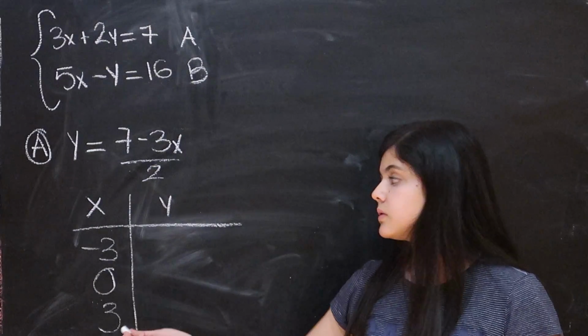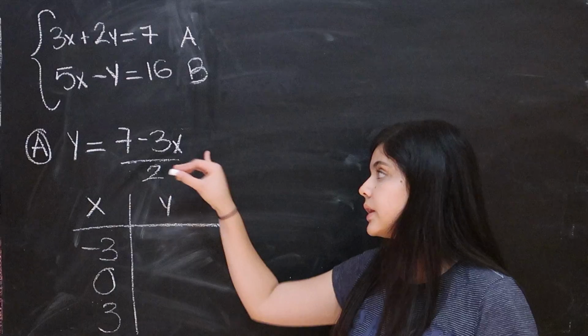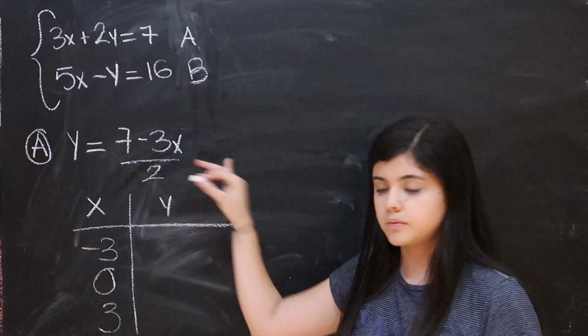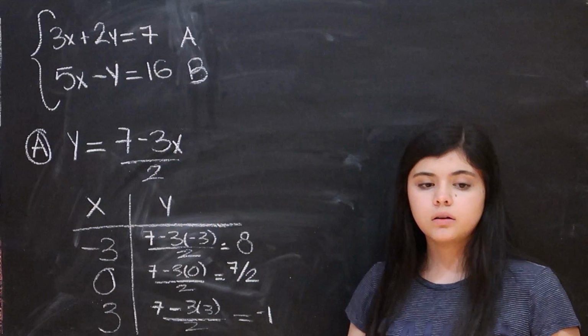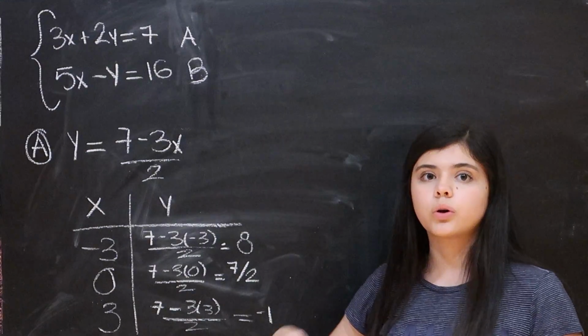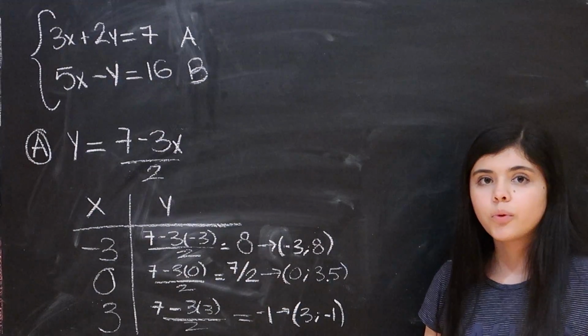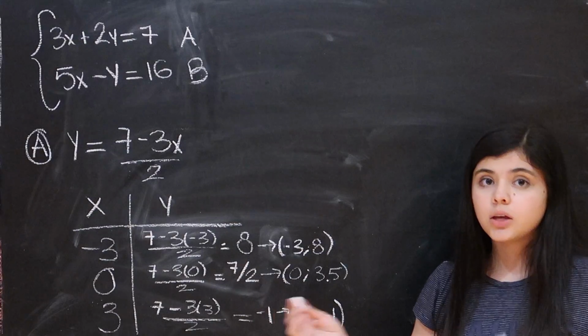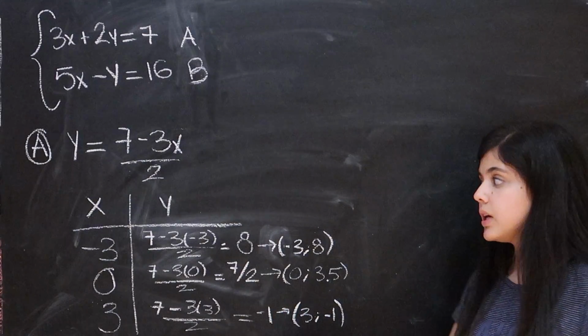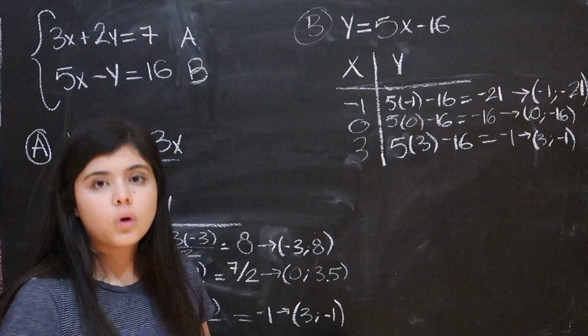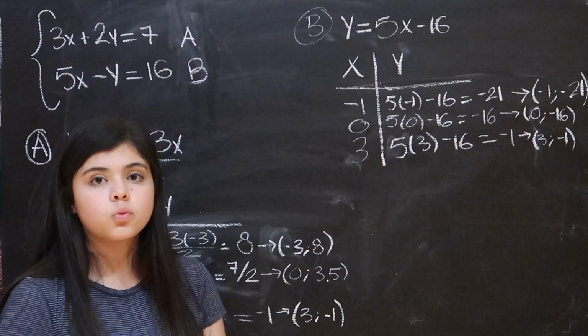Now, we must substitute the values that we have chosen in this equation in order to get the results. Once we have the results, we ought to understand that these are the coordinates that we're going to be graphing later on. We have the coordinates for equation A. In order to get the coordinates for equation B, we must repeat the process. Once we have the coordinates for both equations, we can begin to graph.